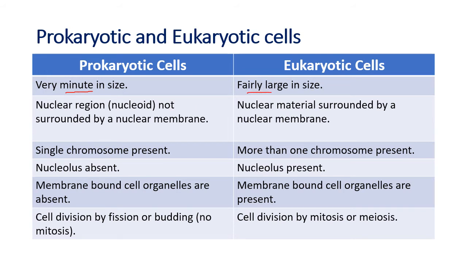The nuclear region, now called a nucleoid, is not surrounded by a nuclear membrane. Here the nuclear material is surrounded by a nuclear membrane. Here there is a single chromosome present, just one rod-like structure chromosome. Here we have the chromatin material. Remember the red thread-like structure called the chromatin material, which during cell division becomes the chromosomes. In the prokaryotic cell, the nucleolus is absent. In the eukaryotic cell, the nucleolus is present.